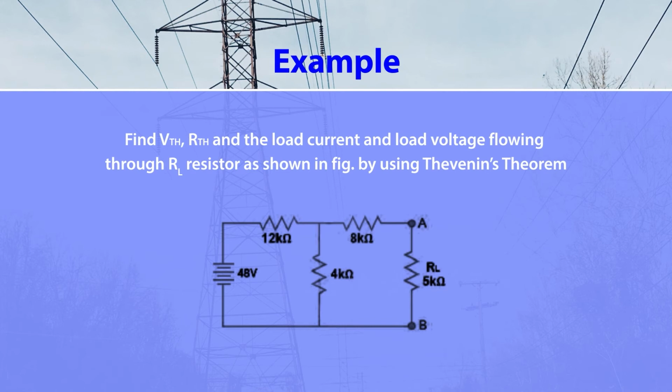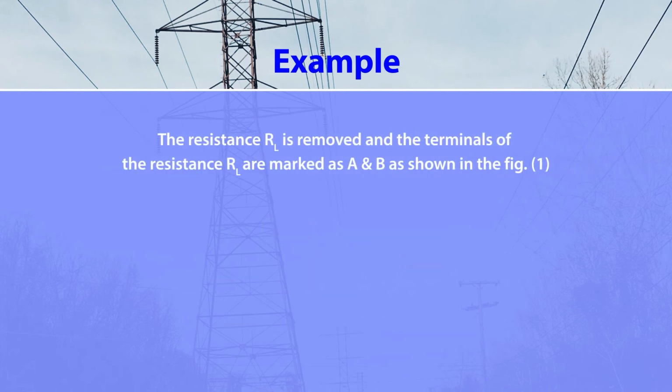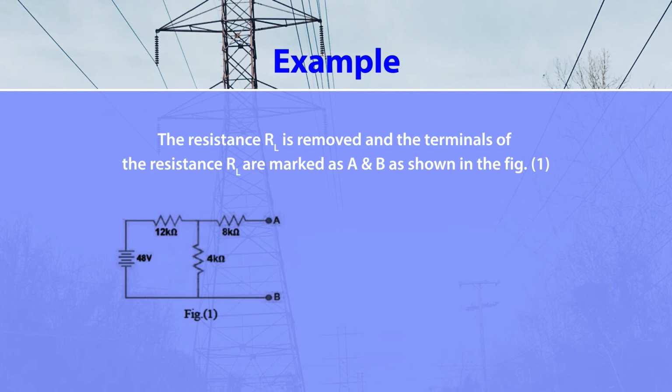So now you have to find the load current which is flowing in branch AB. What you have to do is replace this load resistance and make the open circuit across terminals A and B. So the resistance RL is removed and the terminals of the resistance RL are marked as A and B, as shown in figure 1.